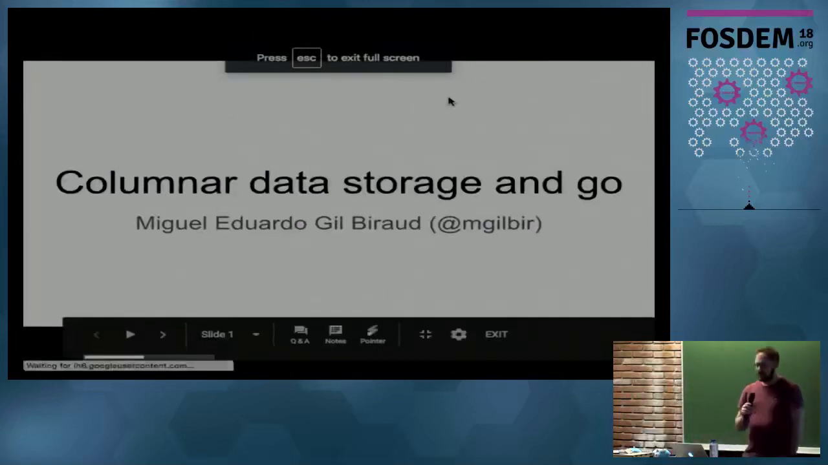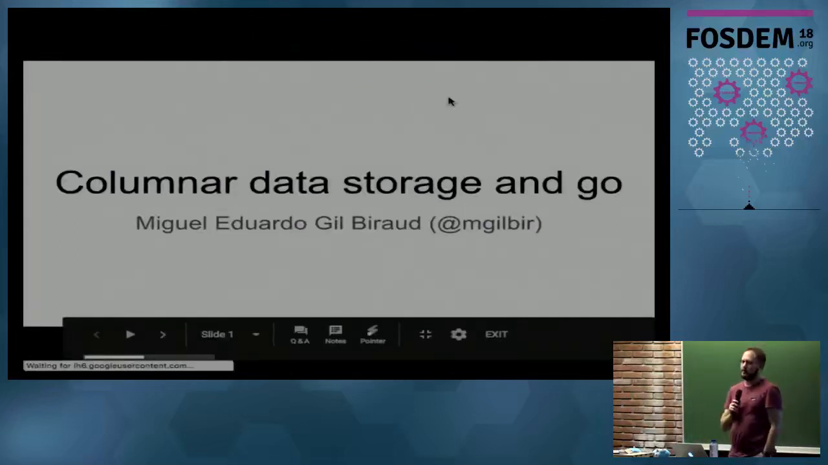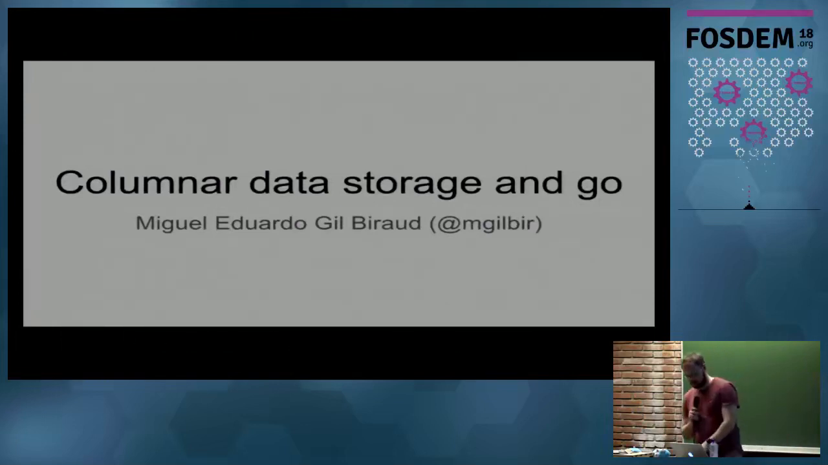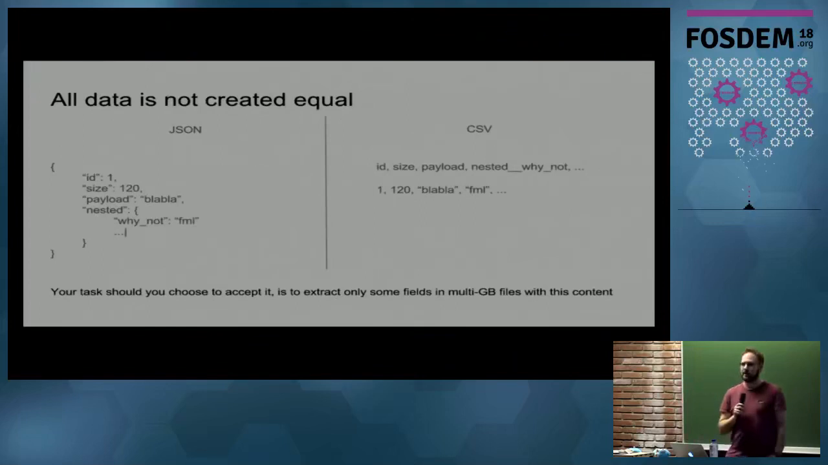Okay. So I'm going to tell you a story about the project we had to do at work, and it's about columnar data storage in Go. Let's start by saying that all data is not created equal. You may have a bunch of JSON data, you might have CSV data, and all this is pretty nice until you end up having terabytes of that. And when you have terabytes of that, your task, should you choose to accept it, is to extract only some fields in multi-gigabyte files like this. So say you only want size and payload, and you don't really care about all the rest.